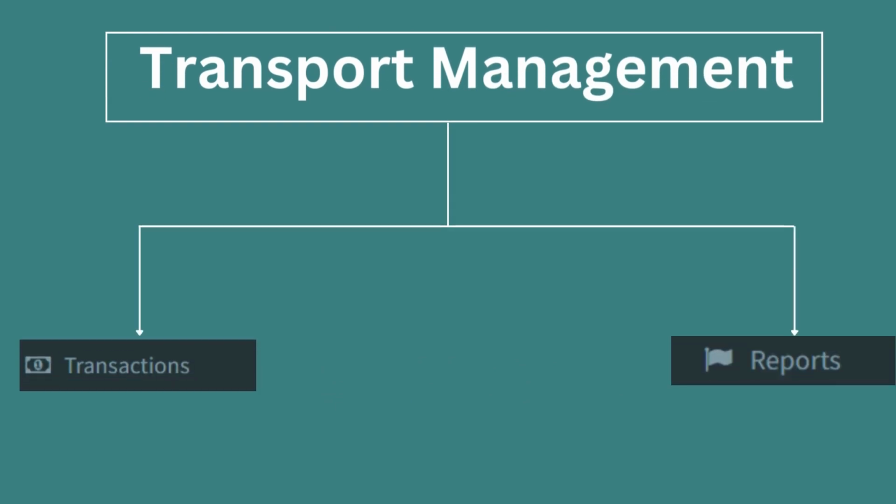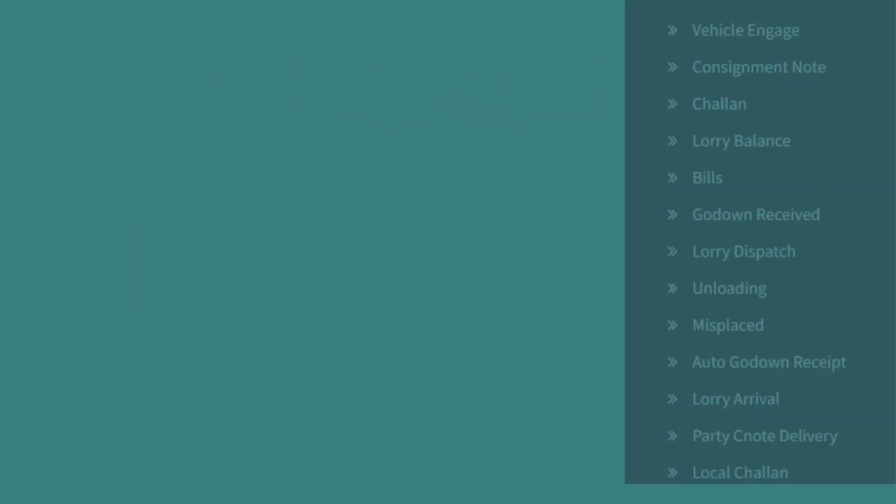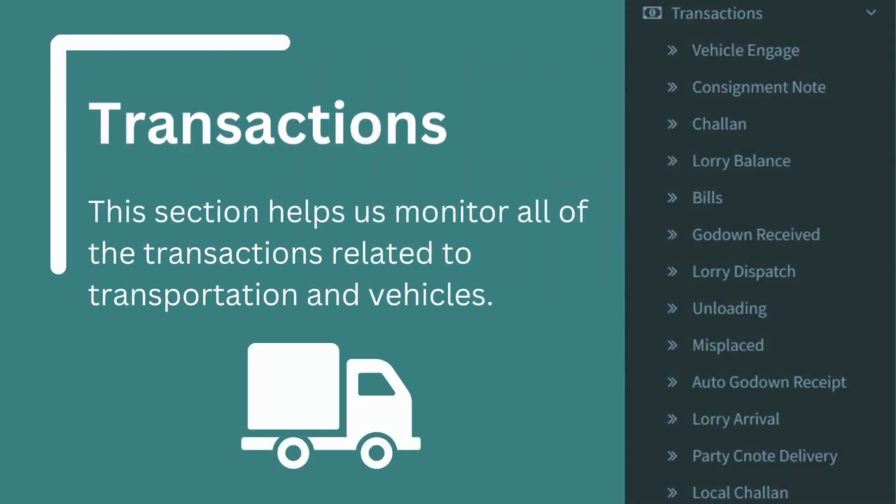Followed by the registration part, we have the transport management section, which consists of transactions and reports. The transactions section under transport management helps us monitor all of the transactions related to transportation and vehicles. It consists of various subsections such as vehicle engage, consignment note, challan, lorry balance, etc. More sections can be added or customized as per the requirements.